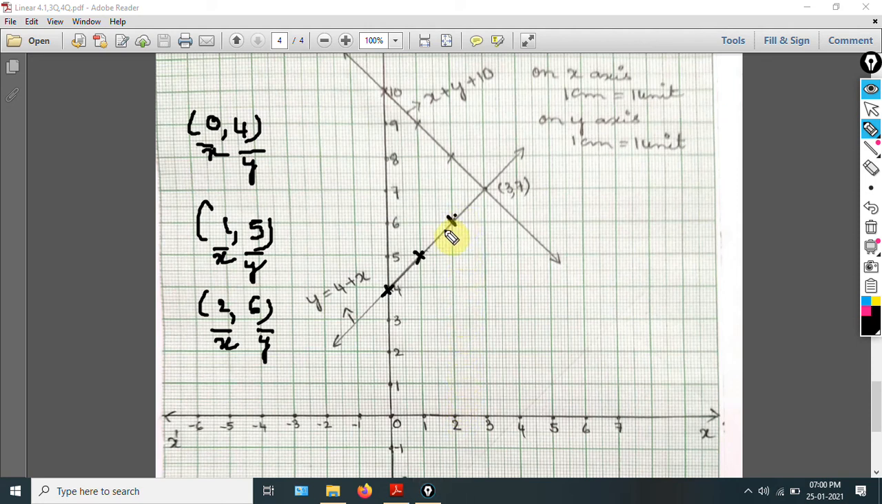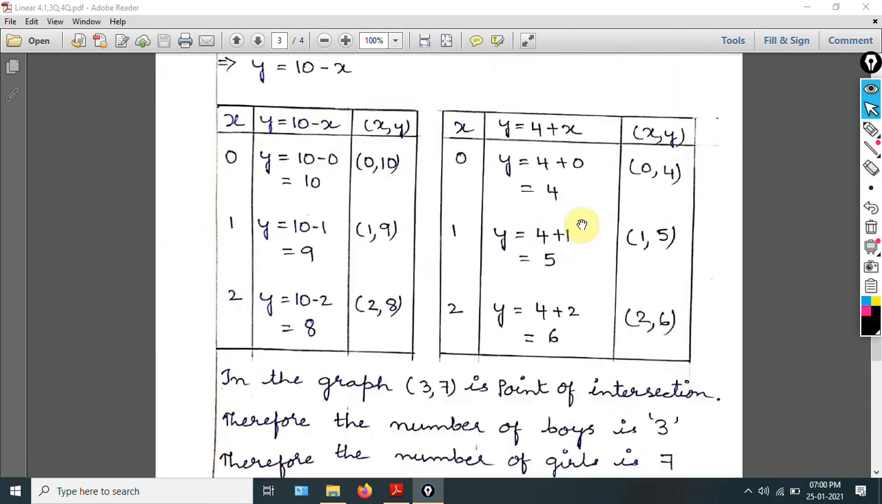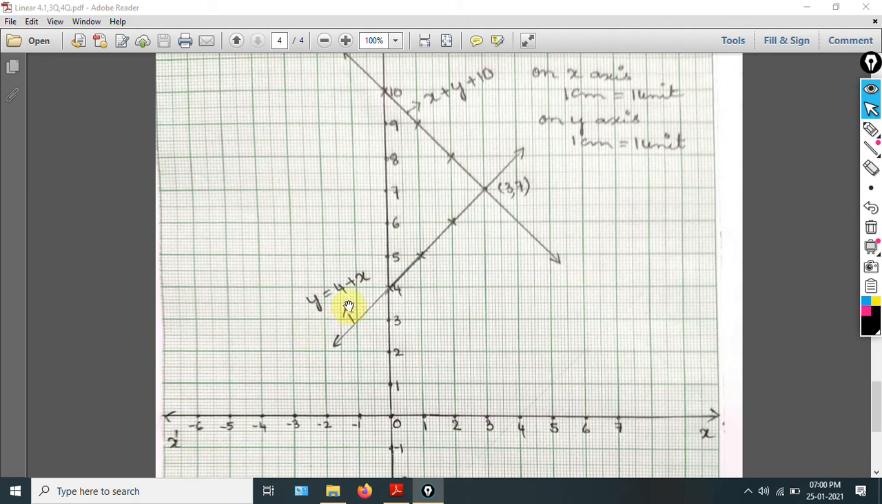Now I have got the 3 points, and I will take one scale and join the points. You should draw it straight. Now after drawing, we should mention for what equation we have got that line. Here we should write the equation: y equal to 4 plus x. So here, y equal to 4 plus x.